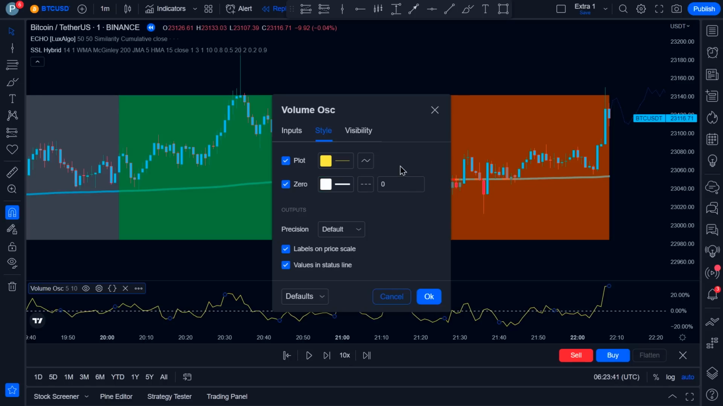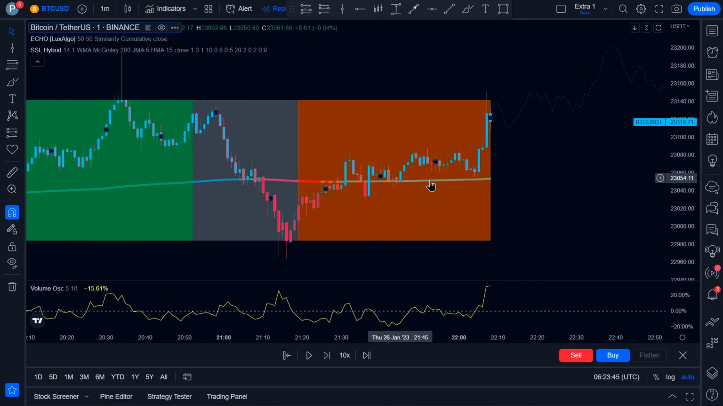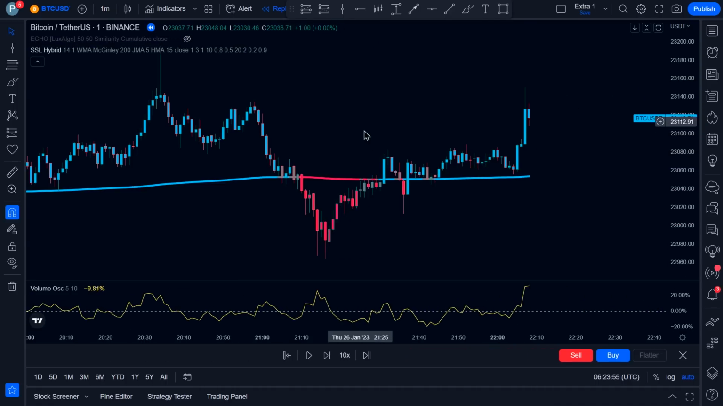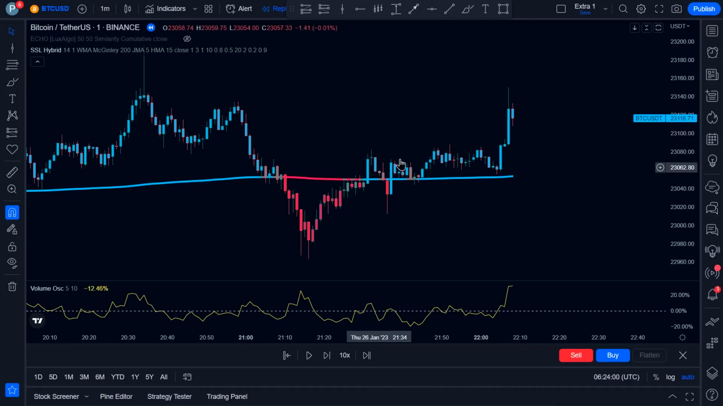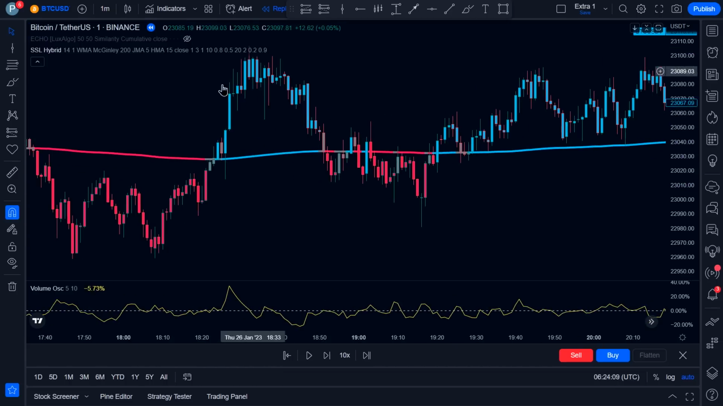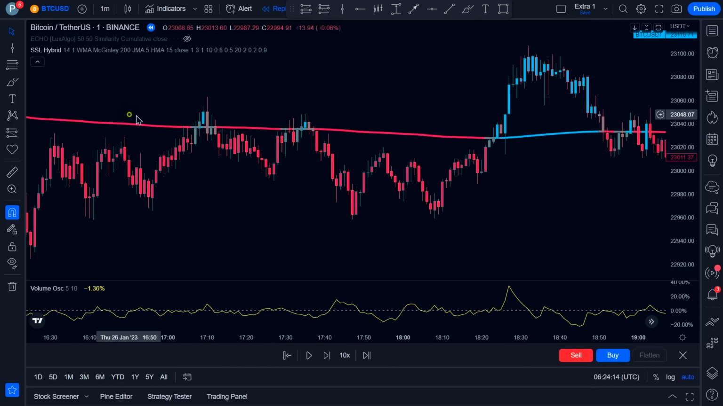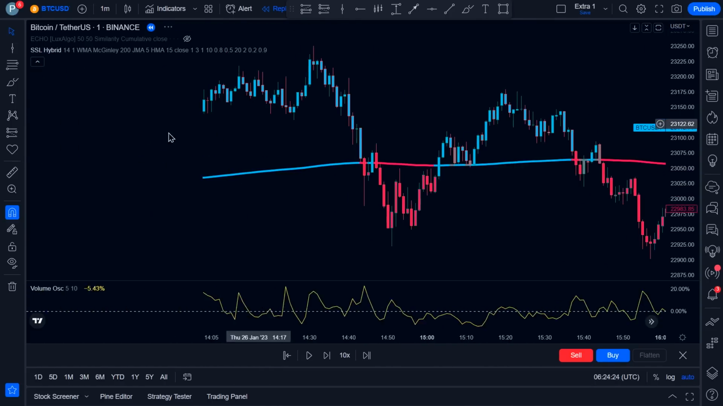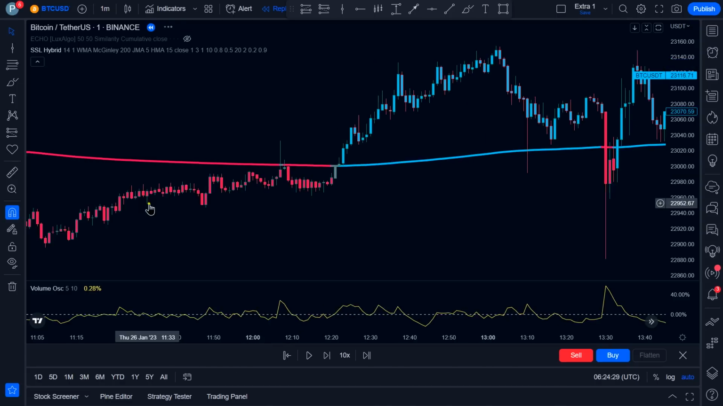And then click OK. So this SSL Hybrid indicator will be our trend confirmation indicator. When it colors the candles blue, that would mean that the market is in a bullish trend and we will be looking to take only long trades. But when it colors the candles red, that would mean that the market is in a bearish trend and we will be looking to only take short trades.